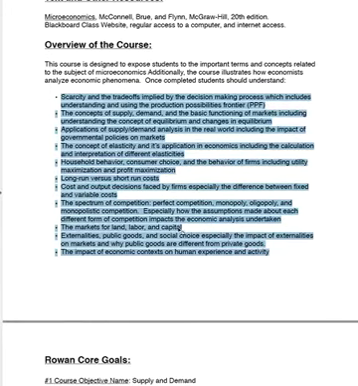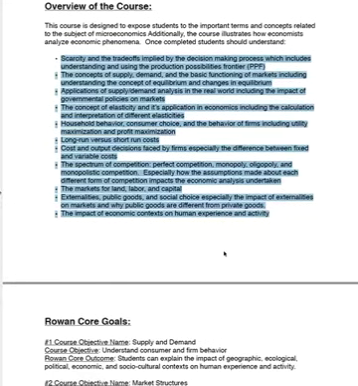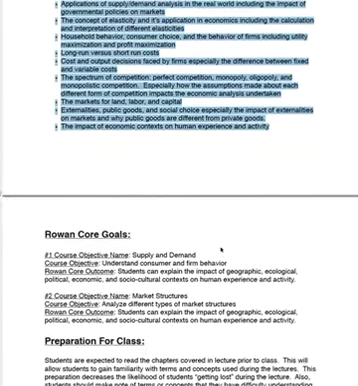Then we'll take a look at specific markets, in particular land, labor, and capital. We'll look at the concepts of externalities, public goods, and social choice, especially the impact of externalities on markets and why public goods are different from private goods. And particularly, the course as a whole is looking at the impact of economic context on human experience and activity.